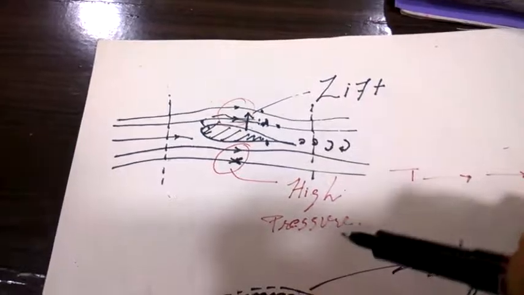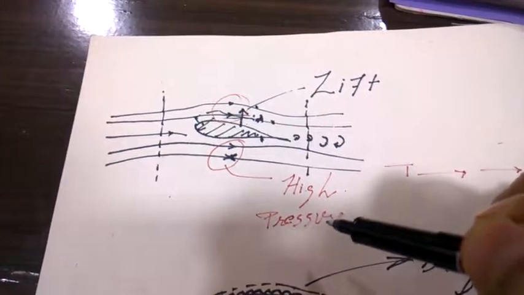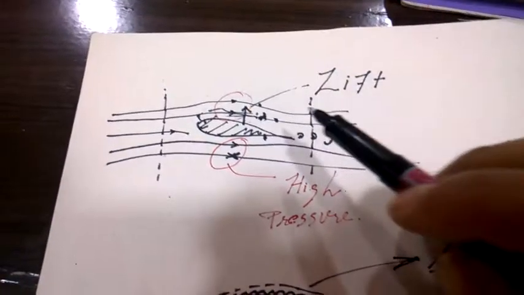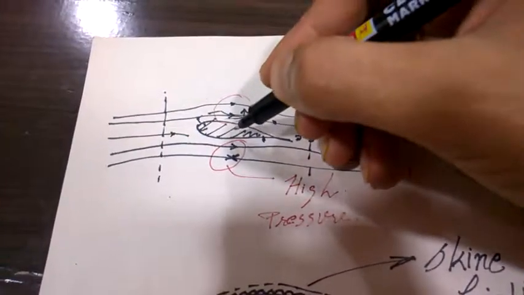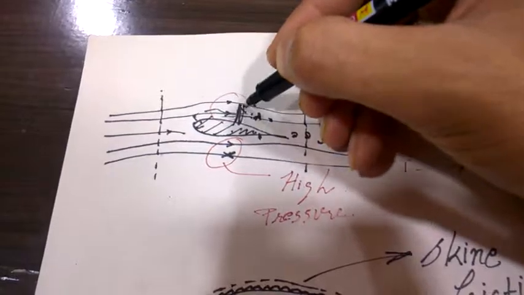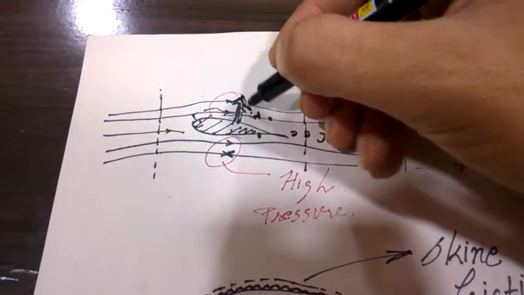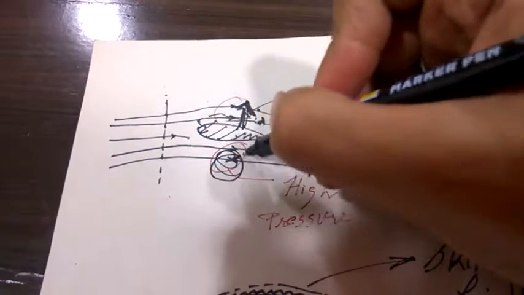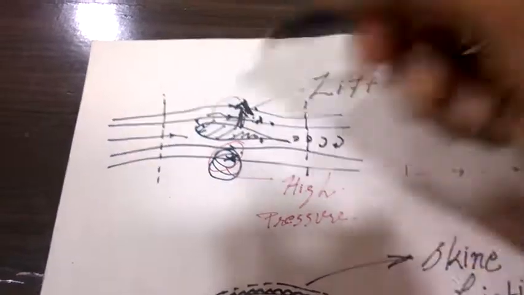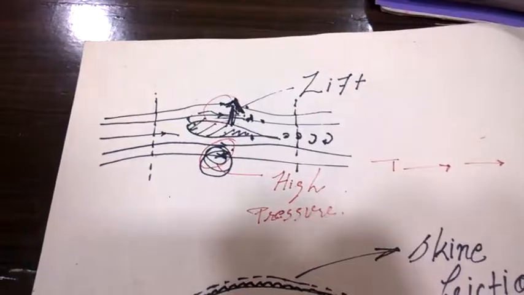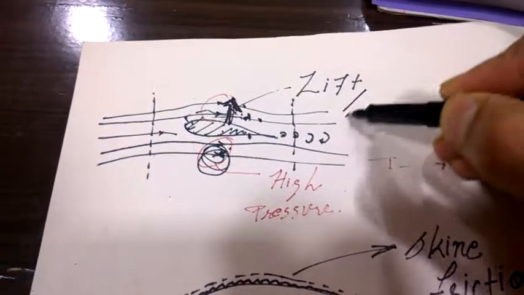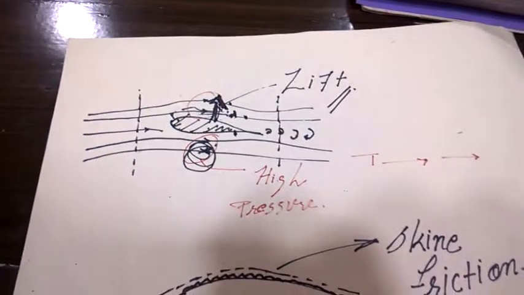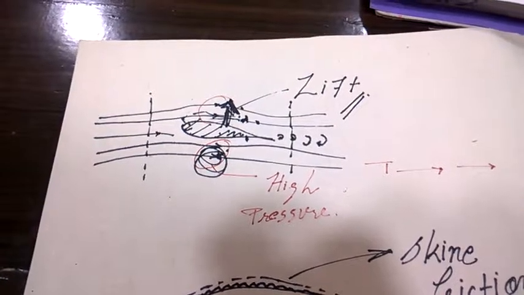Now as we know, any object goes from the high pressure to the low pressure, so it lifts up the shape or this object on the upper side, because the lower side is the high pressure zone, and this force is known as the lift. Now let us see this in the simulation mode.